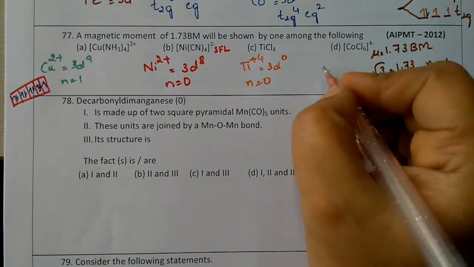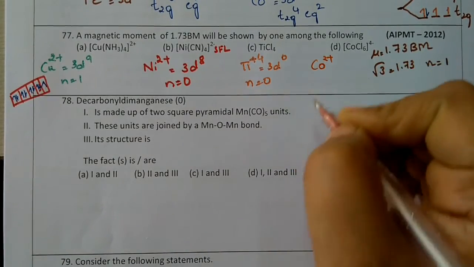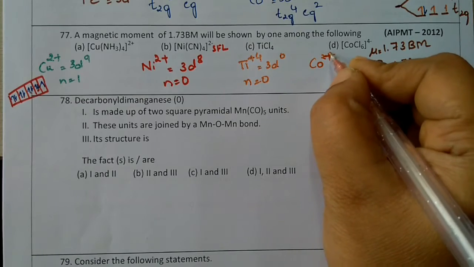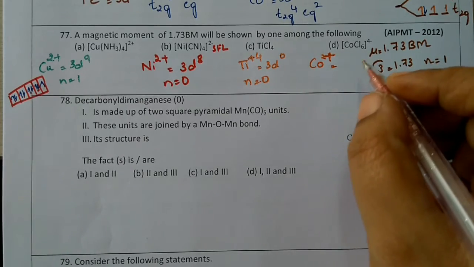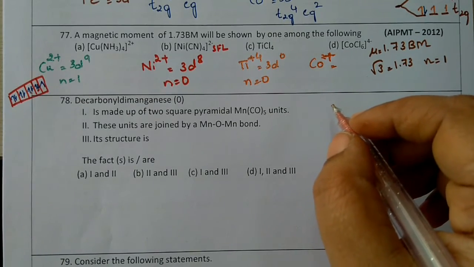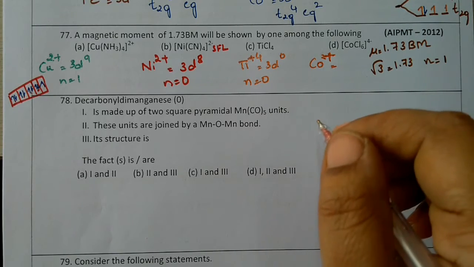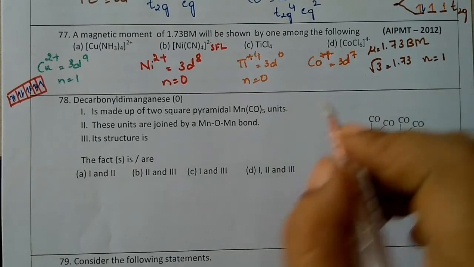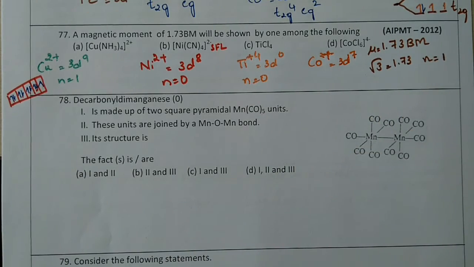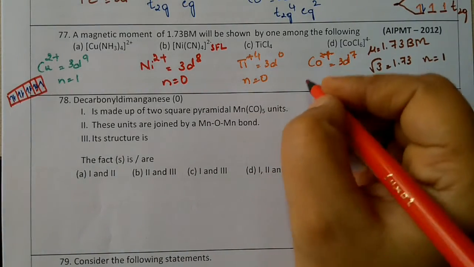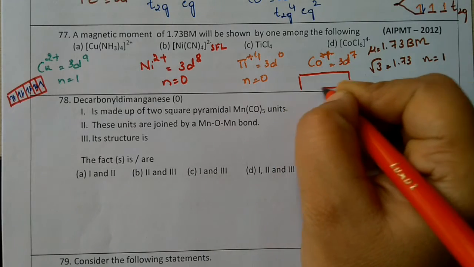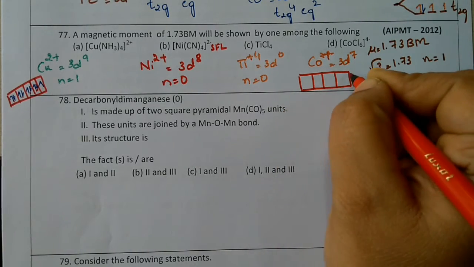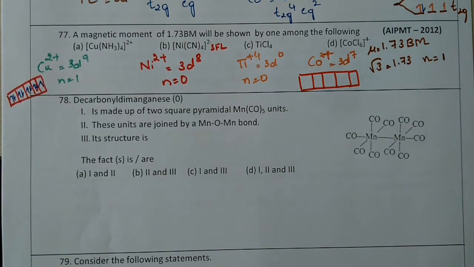So cobalt, if you consider cobalt in +2 state. Cobalt in +2 state means atomic number 27, with outer electronic configuration 3d7. So 3d7, if you consider, 7 electrons have to be filled. So if 7 electrons will be filled, then n is equal to 3. We have 3 unpaired electrons we are going to get.